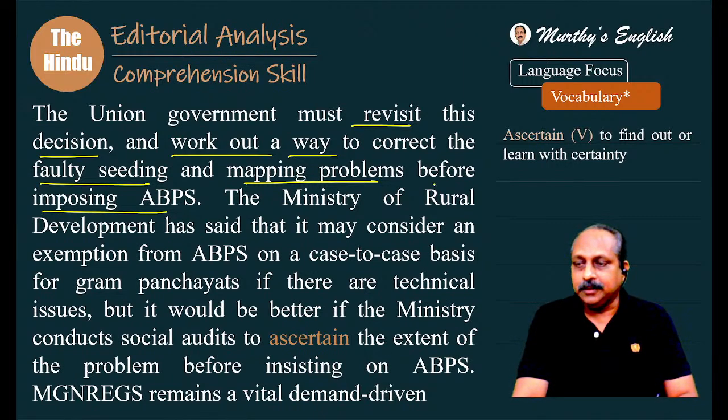There are two aspects. One is faulty seeding, it starts with that. Mapping problems: linking to a wrong bank account, not the one preferred by the beneficiary. And they have to correct these two before imposing. Impose means to use force. Generally, we say don't impose your ideas on others. Imposing ABPS. But what is the response?